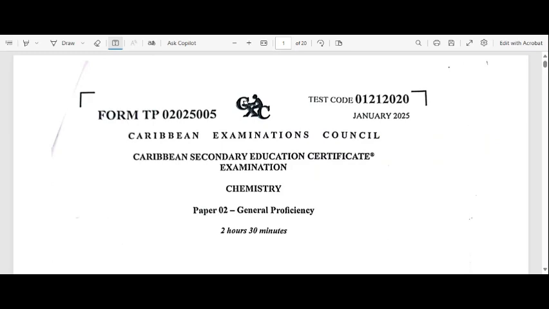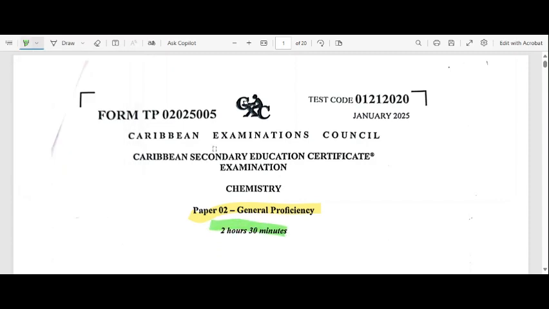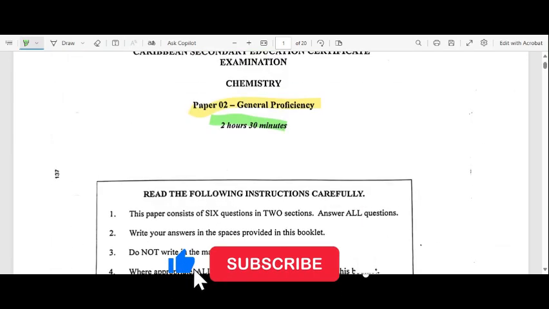Today we'll just be looking at question one, but we will not be answering the whole question. This will be a very brief video, and hopefully you enjoy it. This is the CSEC Chemistry Paper 2 General Proficiency for January 2025. We'll only be answering question one today, and I will make a compilation video with all the answers at a future date. So let's read the instructions.